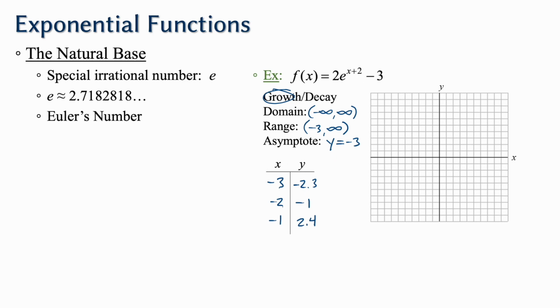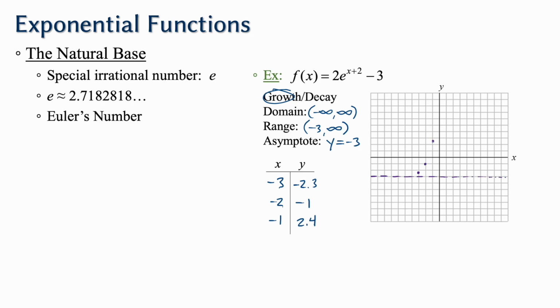So now that I have all this information, we go ahead and plot our points. So I'll go to -3 here and put my horizontal asymptote in. Okay, so then at -3, if we go down about 2.3, we're going to be about right here. Okay, -2 takes us to -1, and then at -1, we're up here at 2.4.